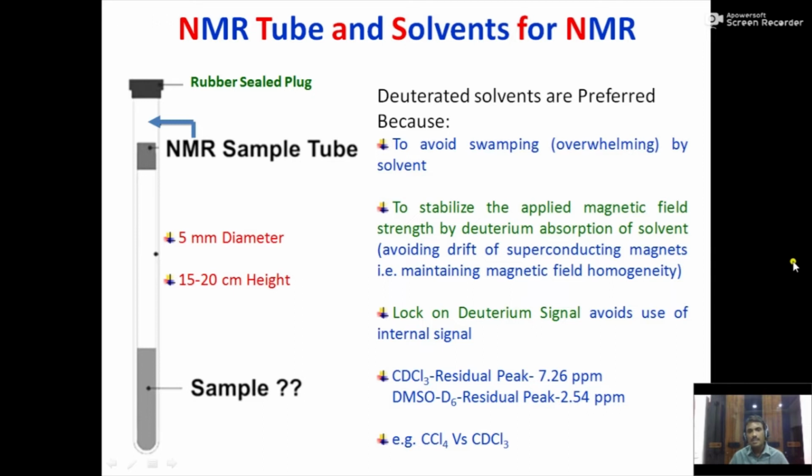In case of CDCl3, we get the residual peak at 7.26 ppm due to the small quantity of CHCl3 left. In case of deuterated benzene and deuterated DMSO, we don't have to use TMS, that is tetramethylsilane, as an internal reference standard. The residual peak due to benzene as well as the residual peak due to DMSO work as internal reference standards. So use deuterated solvents rather than CCl4.